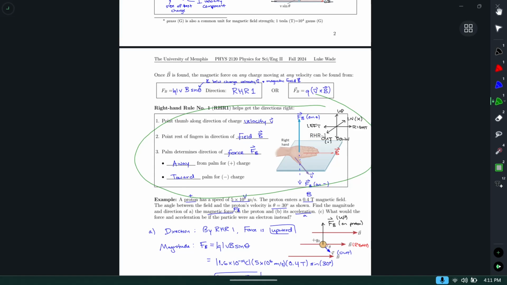The usual trick that I can pull is if it's a negative charge, you got to remember to flip the force at the very end of this process. So if you have a negative charge, it is opposite the direction that the right-hand rule, at least at first pass, is going to tell you.